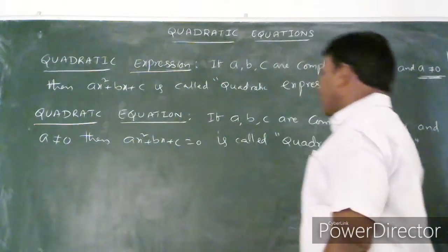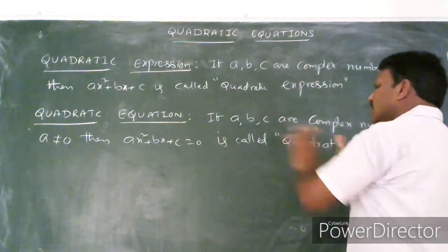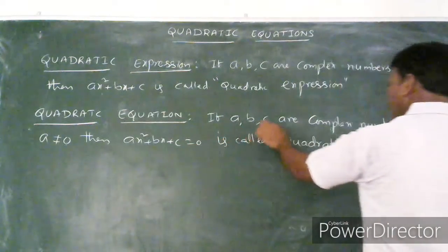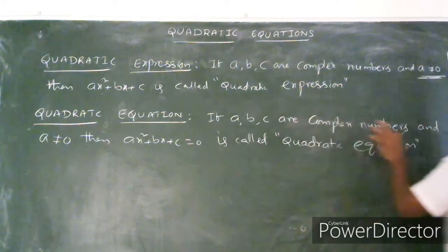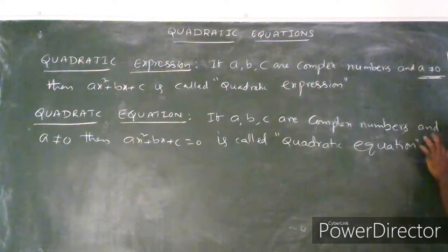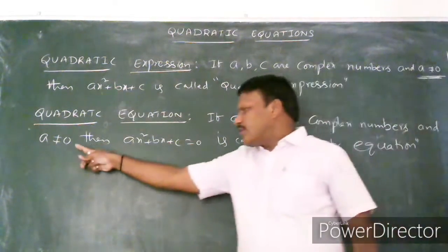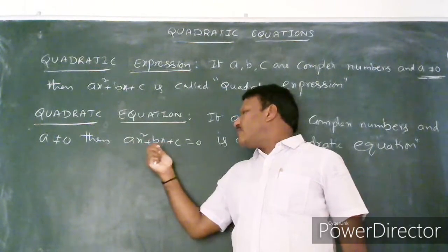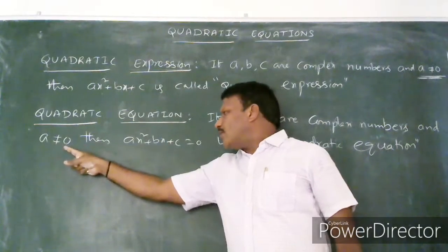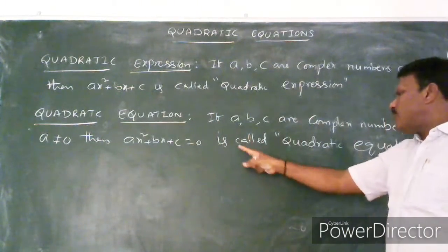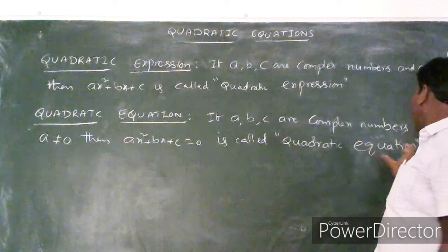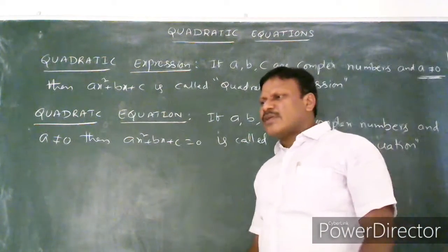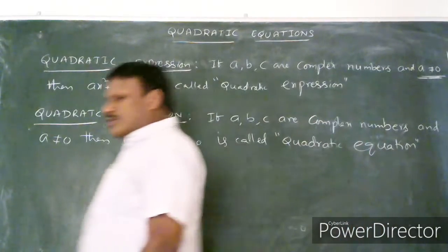Next, come to the quadratic equation. The same definition, with a small change: is equal to 0. If a, b, c are complex numbers and a is not equal to 0. Why? If a is equal to 0, this term is eliminated and we get only bx + c. So here a is not equal to 0, then ax² + bx + c = 0 is called a quadratic equation. So these are the quadratic equation and quadratic expression definitions. Understood?